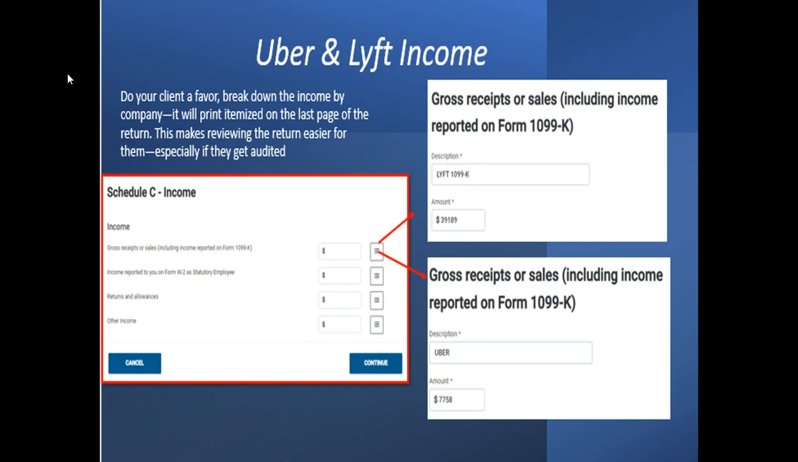What you're going to want to do is hit those three lines in that little box on the right-hand side. That opens up a box that allows you to type in a description. I strongly suggest that you do this. For example, if somebody is an Uber and Lyft driver, I hit those three lines, the box comes out, and I type Lyft 1099-K and put in how much I made. Then I add another one, Uber, and how much they made. That adds those two numbers together and sticks it in that very first box there on the left.